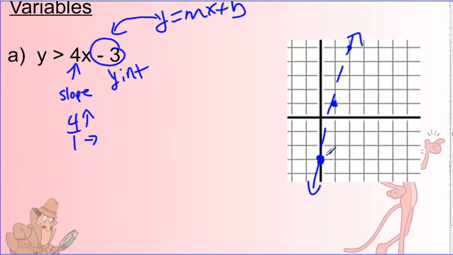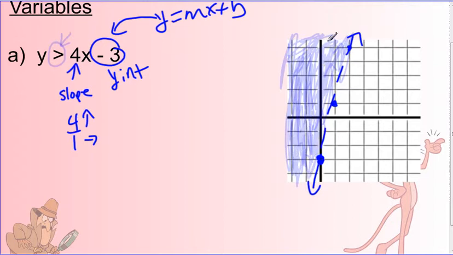Now, I mentioned that we were going to be shading. Here's a little trick I use to figure out which direction to shade. This symbol here is a greater than symbol. Greater than symbols, you shade above the line. So look at the line. If you put your pencil on the line and go straight up, this is where you want to shade, up here. So all of this stuff above the line is the area that we want to shade.